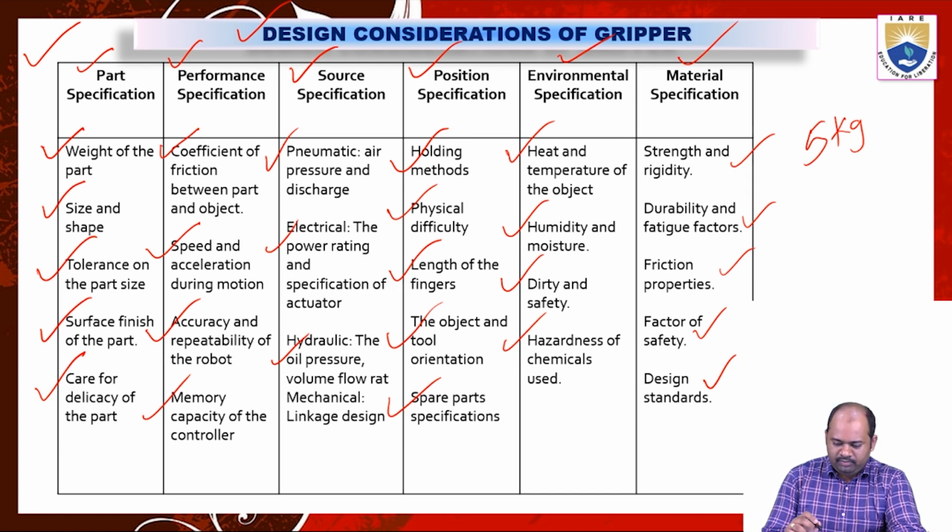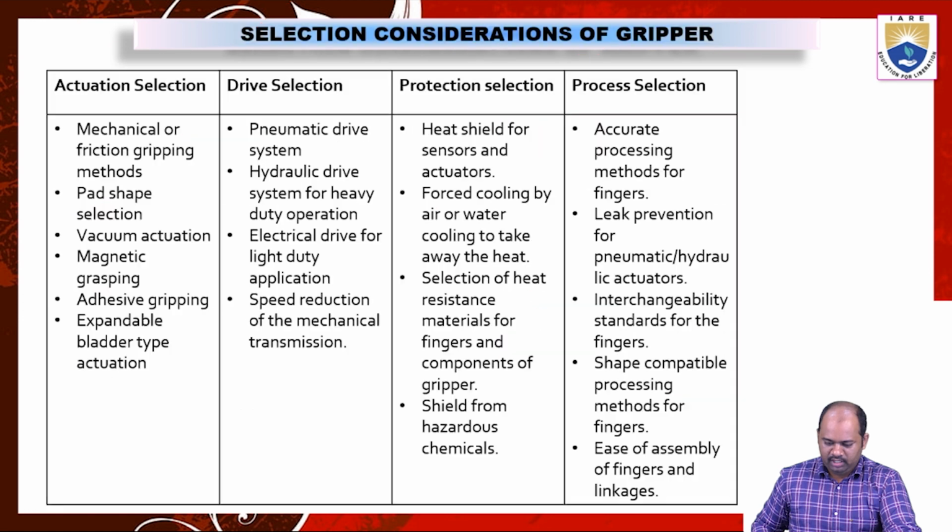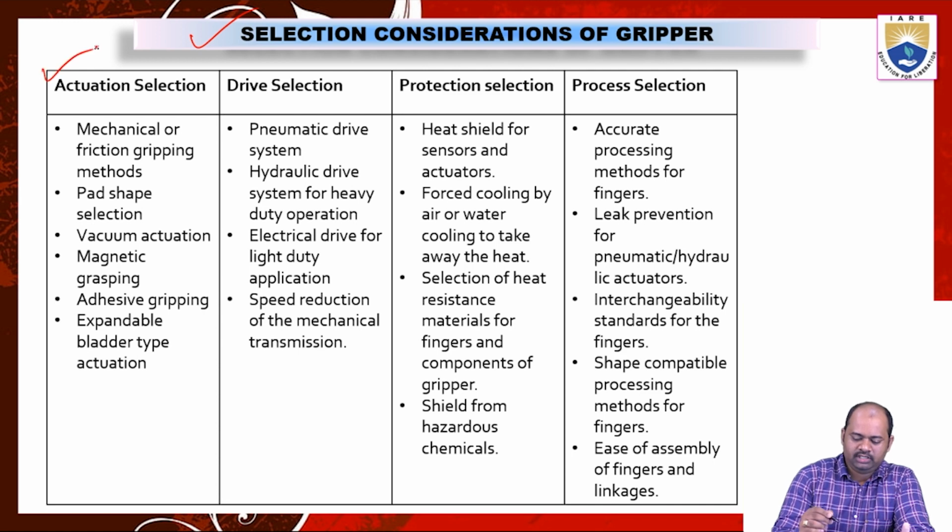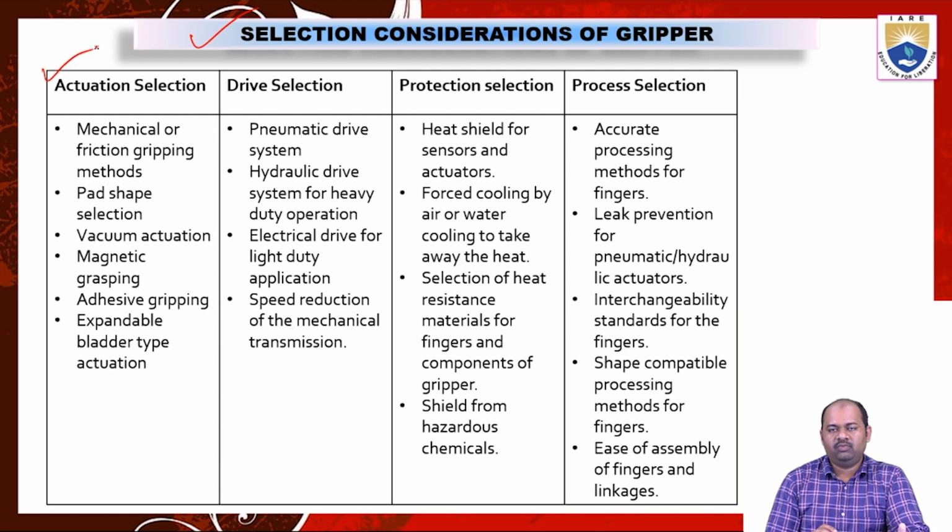Now there are some other considerations while we select a particular type of gripper. So see here, these are the points we should keep in mind while selecting a gripper. First one is actuation selection. So what is actuation and what is an actuator? We have seen in the previous lectures. An actuator is a device which can create linear or rotary motion. Some examples of actuators are hydraulic, pneumatic and electric motors: hydraulic piston, pneumatic piston and electric motors.